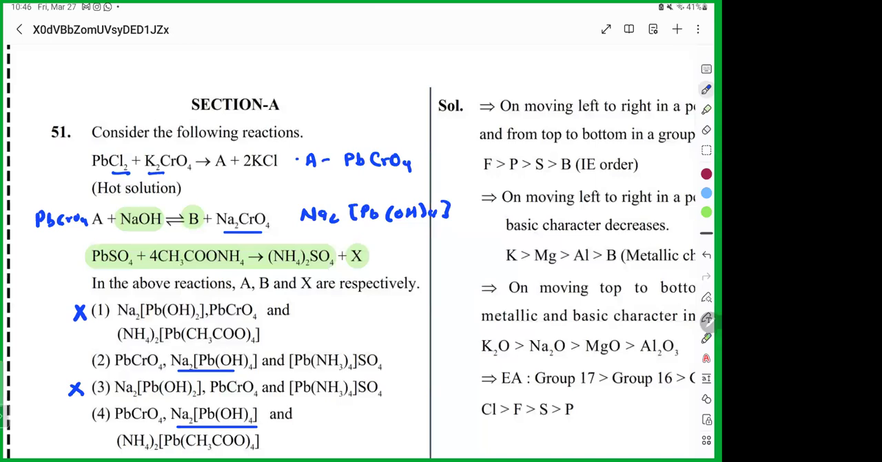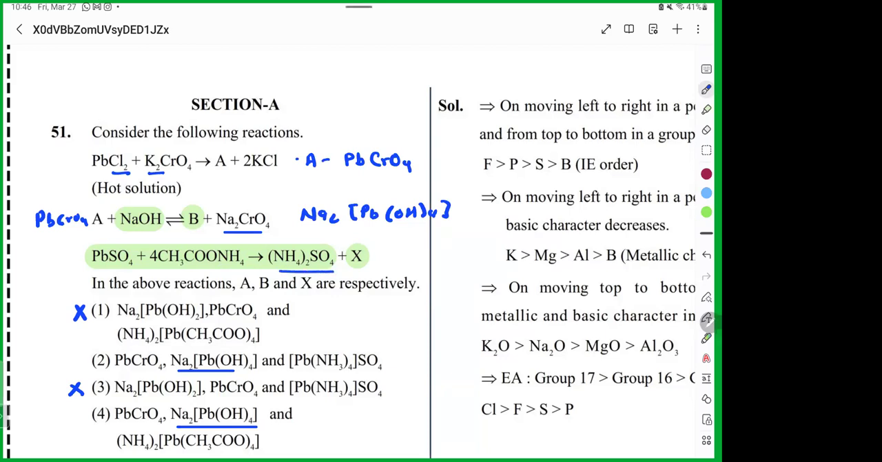There is no issue because we have to identify the final answer. And this is a very basic reaction. You don't need to remember anything in chemistry. If you logically know how we solve equations in class 10th, this question can be done. Last, PbSO4 reacts with this.